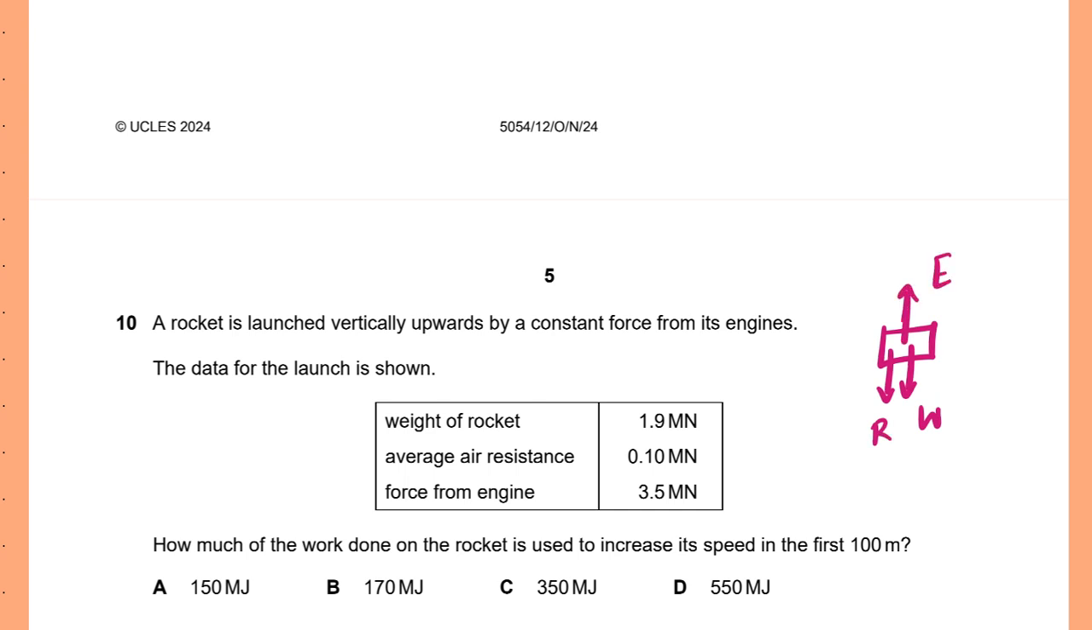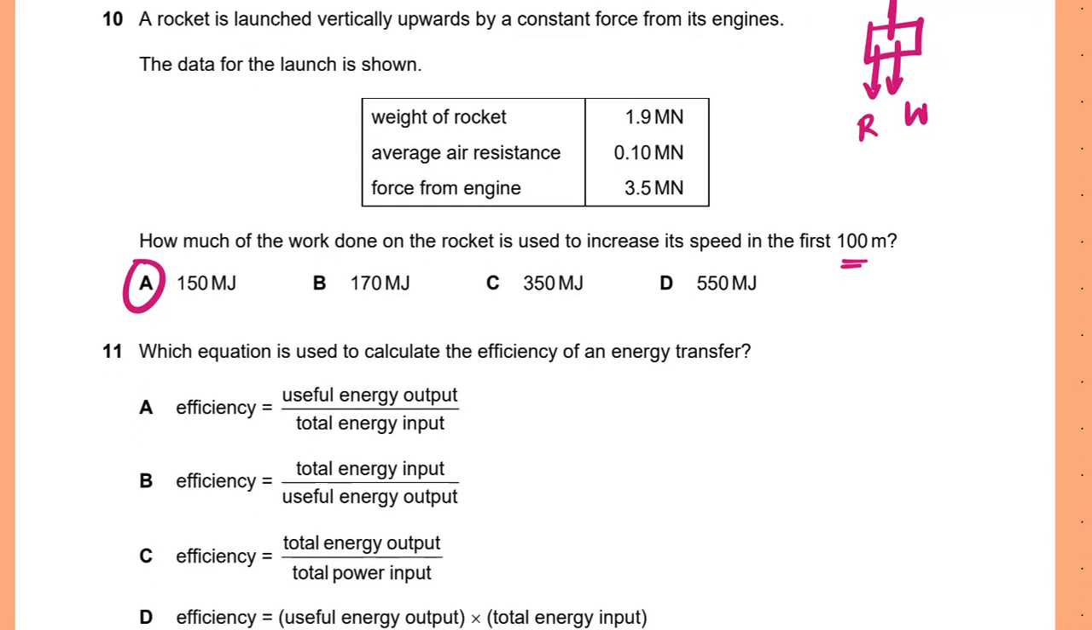So you can see that the force from the engine is much more than these. So there's a resultant force upwards, and that is what is going to increase its speed. And I also have the distance given so I can find out the work done. So 3.5 minus 1.9 minus 0.1, which is 3.5 minus 2, is 1.5 mega Newton. Multiplying this by 100 meters becomes 150 megajoules.